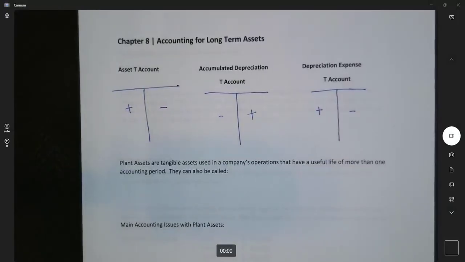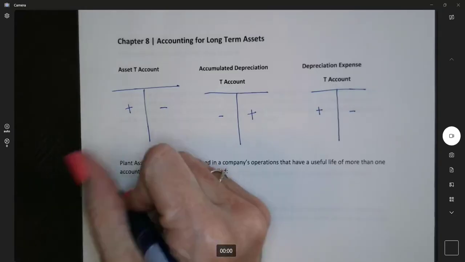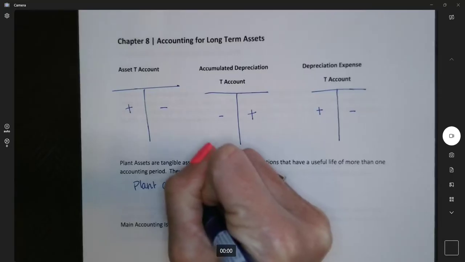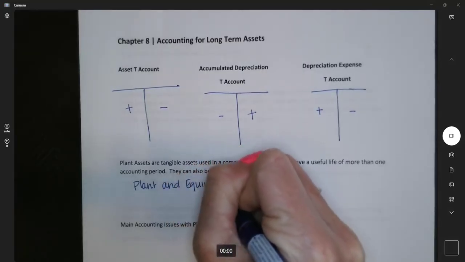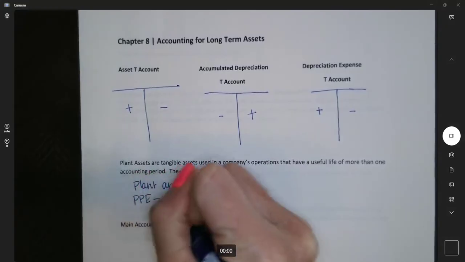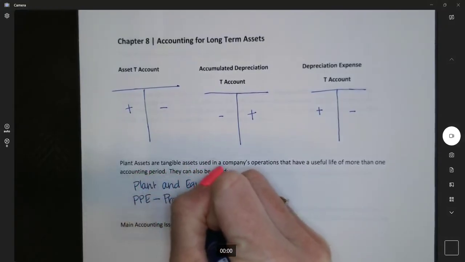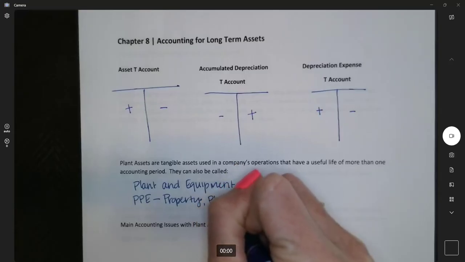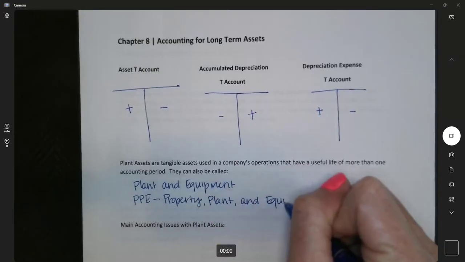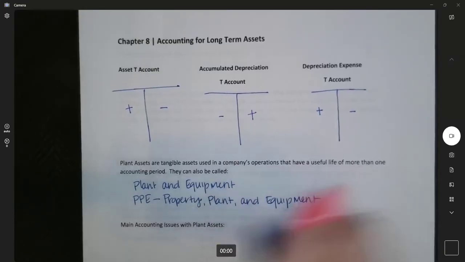Plant assets are tangible assets used in a company's operations that have a useful life of more than one accounting period. Names that you might see them called: plant and equipment, property, plant, and equipment, or fixed assets.